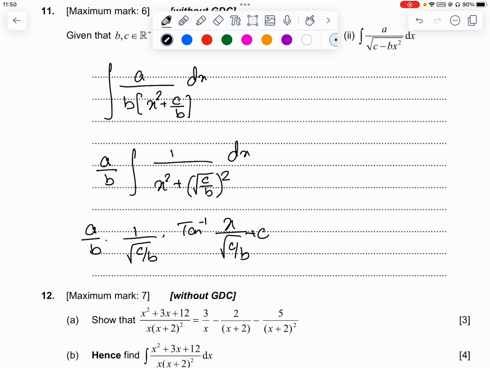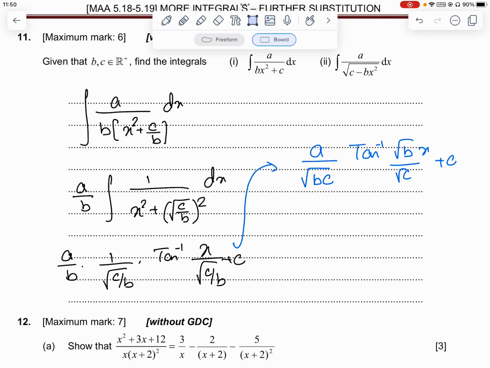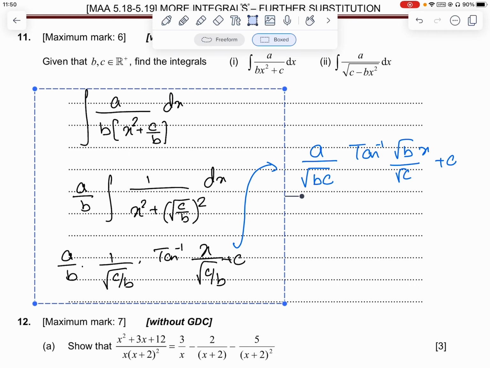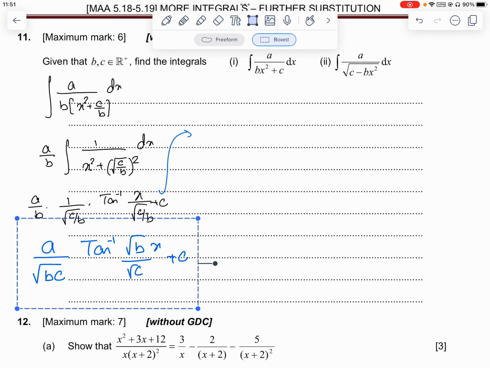So what does that become now? Directly I'm writing that answer, it becomes a by square root of bc. You have to do the simplification. I'm directly writing tan inverse of square root of b x upon square root of c plus c. That's going to be the answer for the first part.